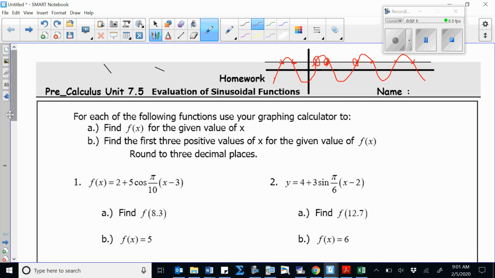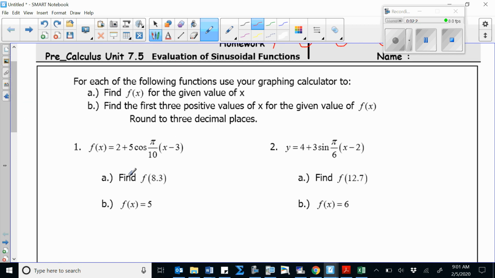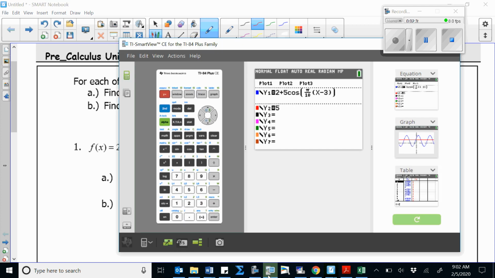Okay, so let's work on this problem. We have f of x equal to 2 plus 5 cosine of pi over 10 times x minus 3. And we're interested to find f of 8.3. The first thing is to have the calculator out and enter this function into y, which I already did here. So y equals 2 plus 5 cosine of pi over 10, x minus 3.